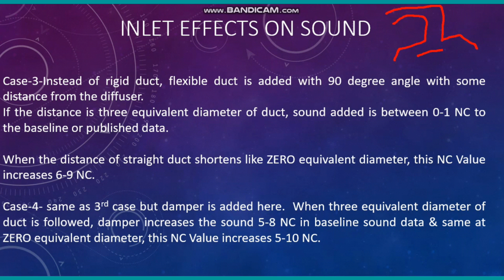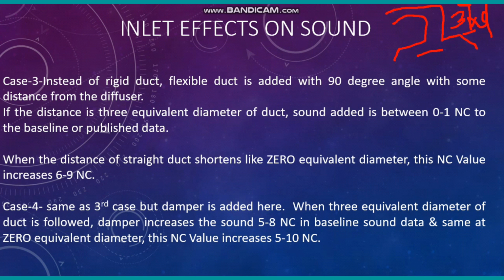So coming to case 3, instead of rigid duct behind the diffuser, flexible duct is added with a 90-degree angle with some distance from the diffuser. If the distance is 3 equal in diameter, that means from here to this one, this is 3 into D. For example, if the diameter is 200 mm for the flexible connector, then 200 mm into 3 times is 600 mm.